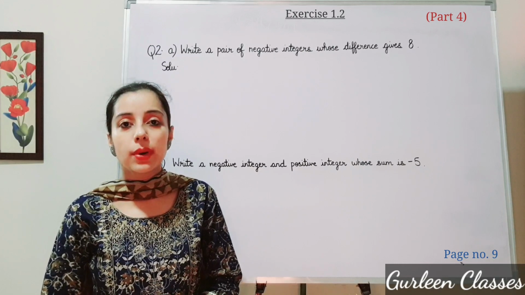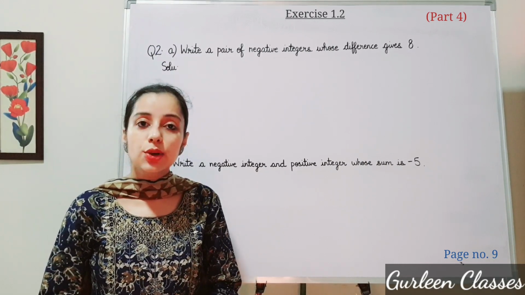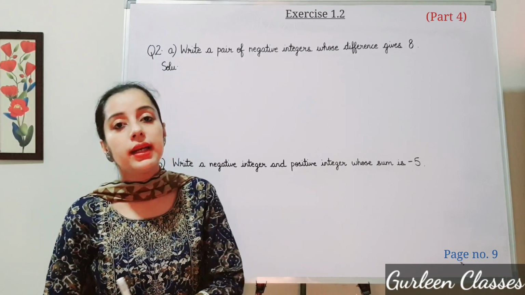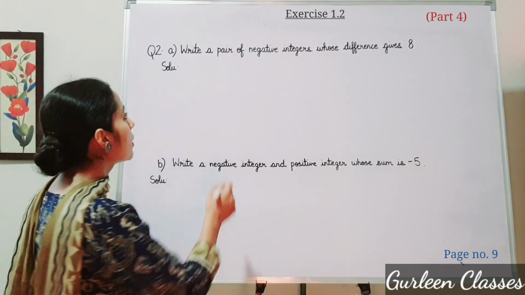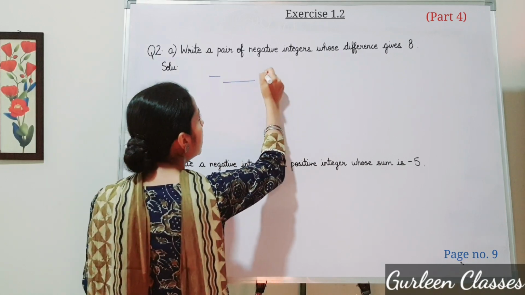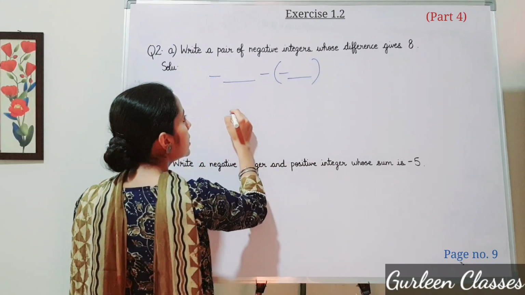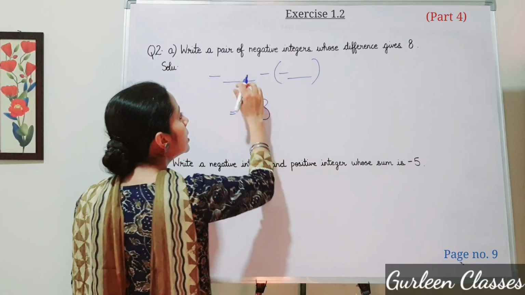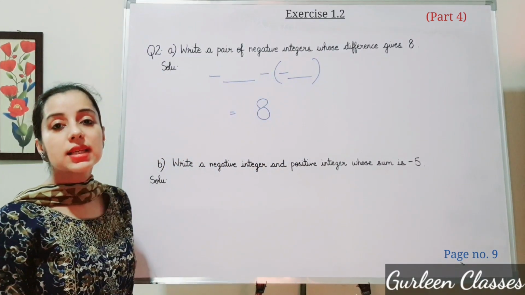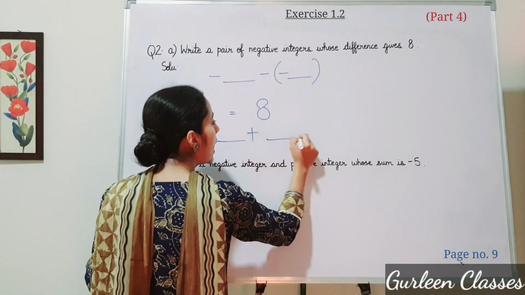But in question number 1, we have written the pair of integers. Those integers could be positive or negative. So first let us write here minus dash, any integer will come here, then minus any other integer, and their difference is 8. So we know that minus minus is plus. We can also write here plus dash.